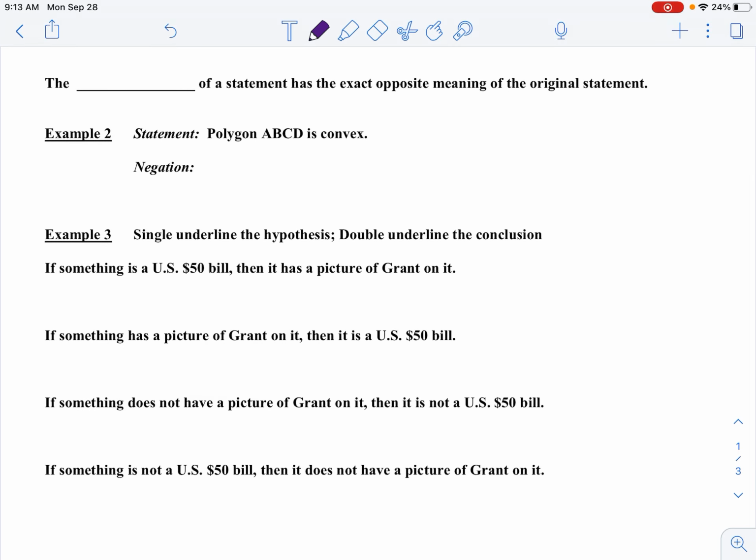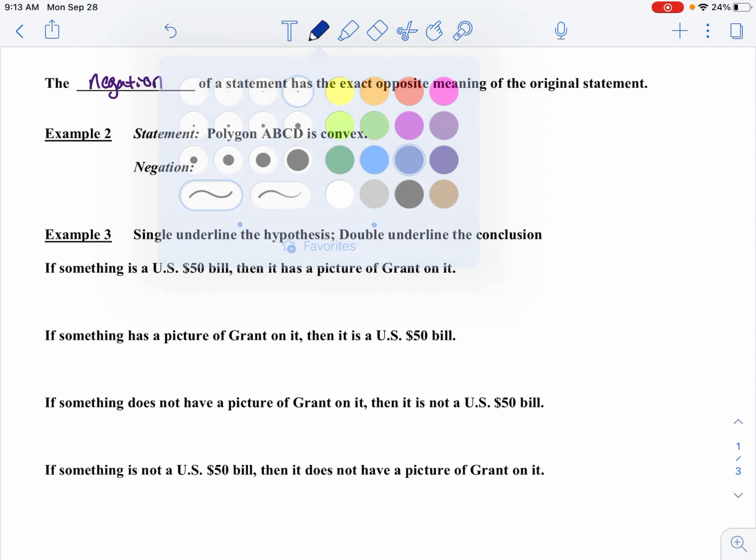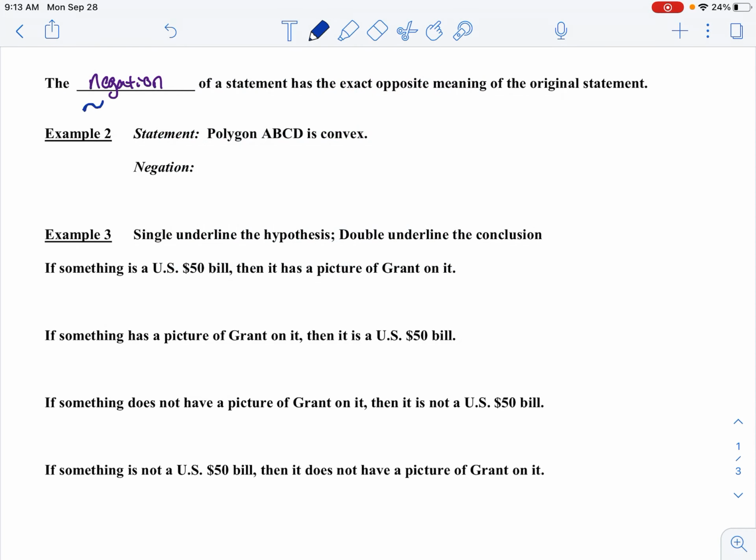The blank of a statement has the exact opposite meaning of the original statement, which we say is the negation. The negation does have a little symbol, like a tilde or a little squiggly. That will mean negation. Example 2 wants us to go ahead and negate this. The statement is polygon ABCD is convex. So the negation would be polygon ABCD is not convex.